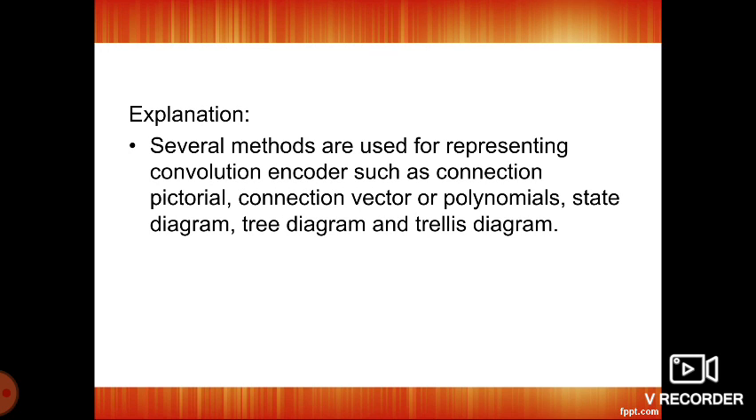As the explanation, there are several methods for representing a convolutional encoder, that is pictorial, connection vector, polynomial, state diagram, trellis diagram, tree diagram, etc. These are all ways to represent convolutional codes.